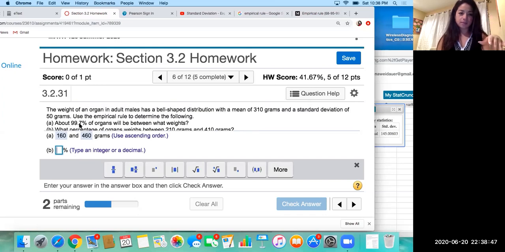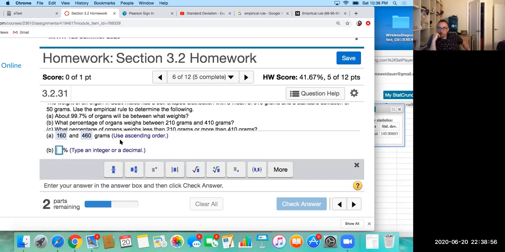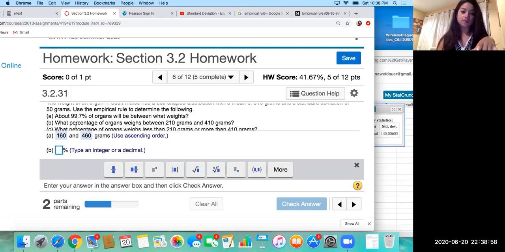Okay, because it says about 99.7. So I was thinking organs will be between 160. Oh, okay. What percentage of organs? I was thinking about question 1 or A. So this is 95. This is 95%.